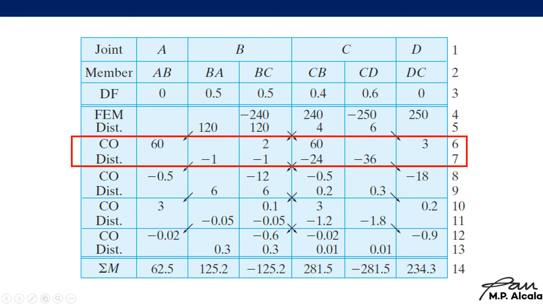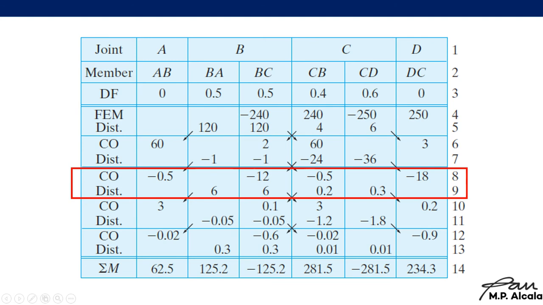Now, again, carry over for row 8 and 9. Where did this came from? Negative 36 divided by 2, 18, negative 18. And then where did this came from? Negative 1 half divided by 2, 0.5. Negative 0.5. Negative 24 divided by 2, negative 12. Negative 1 divided by 2, negative 0.5. Alright? Now, next. Where did this row 9 came from?